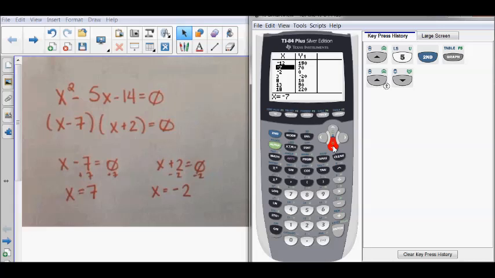There are lots of ways to find solutions of quadratics with your graphing calculator. These are two. If you have any questions, I hope you'll be able to refer back to this video for help.